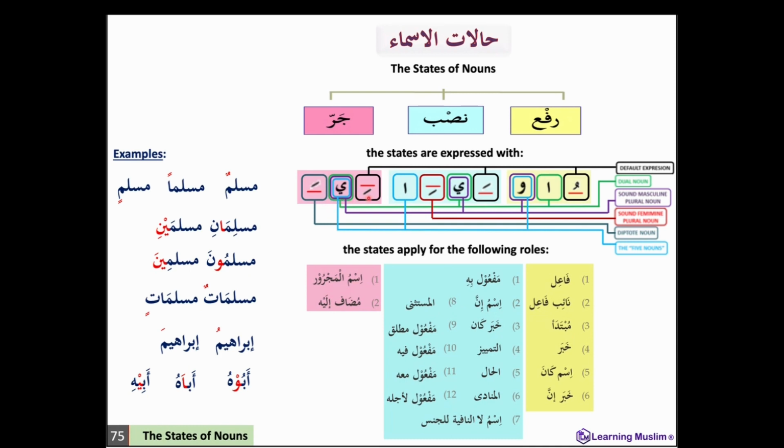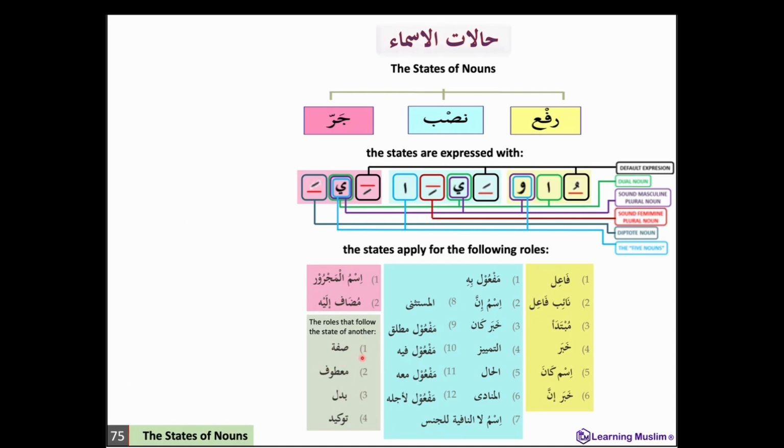So any noun in these roles will be in the state of jar, and the state of jar will be expressed with these expressions. And then we have another set of roles, and these are what we call the followers. They are sifa, ma'tuf, badal, and tawkid. If a noun is in any of these roles, its encasing or expression will be based on the encasing or expression of whatever it is following.